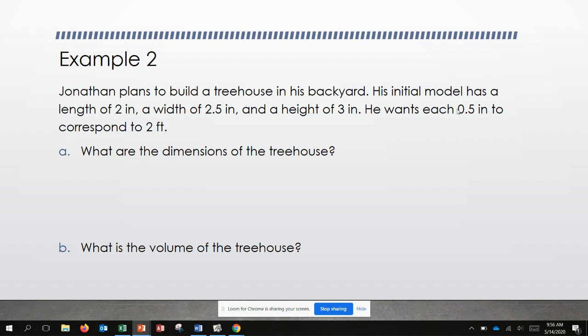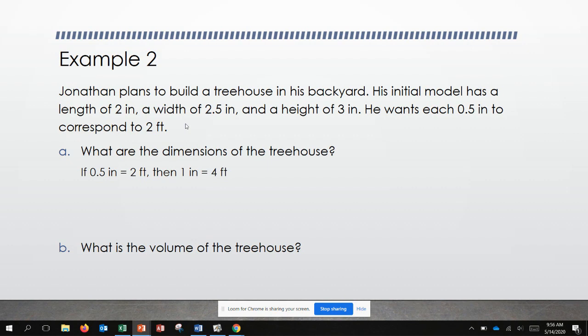Well, how do we get from 0.5 to 1? We multiply by 2. So if we multiply our 0.5 by 2 to get 1 inch, we have to multiply our 2 feet by 2 to get 4 feet. So if 0.5 inches is 2 feet, then 1 inch is equal to 4 feet.